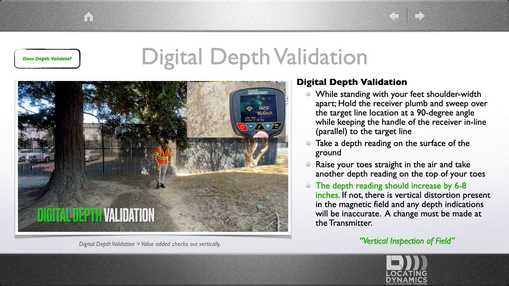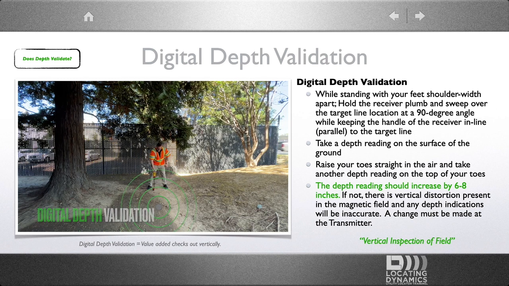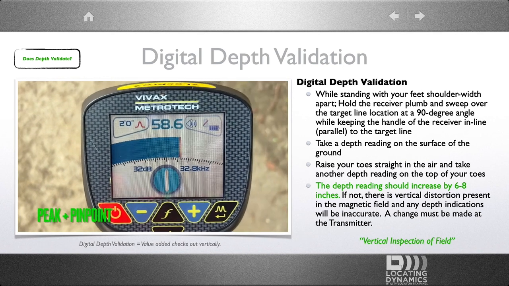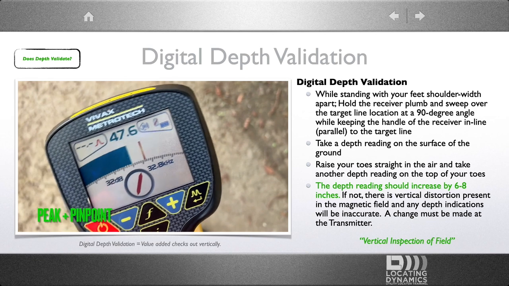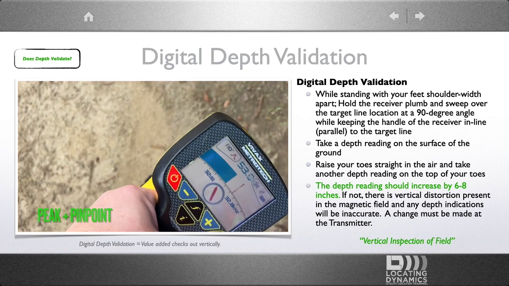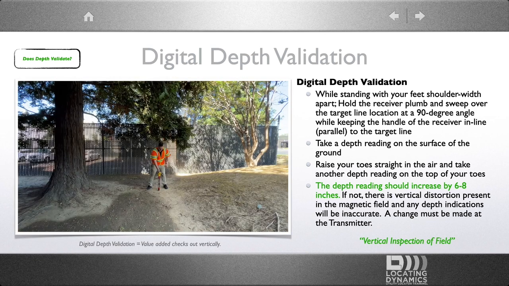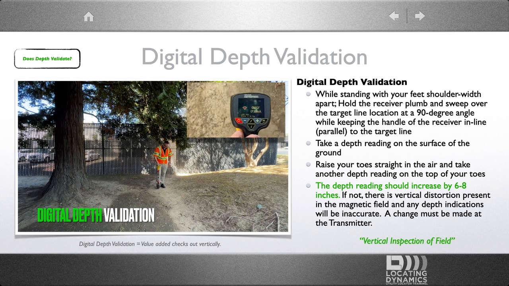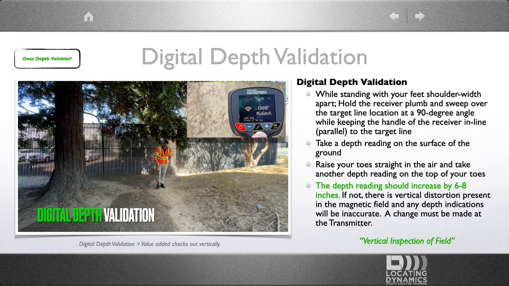Digital depth validation. While standing with your feet shoulder width apart, hold the receiver plumb and sweep over the target line location at a 90-degree angle while keeping the handle of the receiver in line with the target line. Take a depth reading at the surface on the ground. Raise your toes straight in the air and take another depth reading at the top of your toes. The depth reading should increase by about 6 to 8 inches depending on the size of your boot.